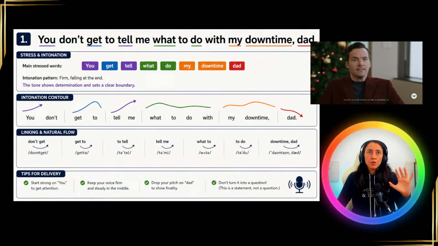Now here, your first practice could be just trying to follow the rhythm without paying attention to the words.